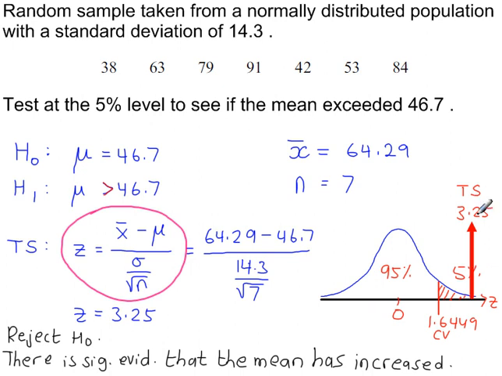Mark your test statistic on the sketch, and if the TS value falls in the shaded region, you reject H0. And if you're rejecting H0, you're saying, I found evidence that the mean has increased. And then give a conclusion within the context of your question. So there is significant evidence that the mean, this is where the context goes, the mean of whatever has increased.